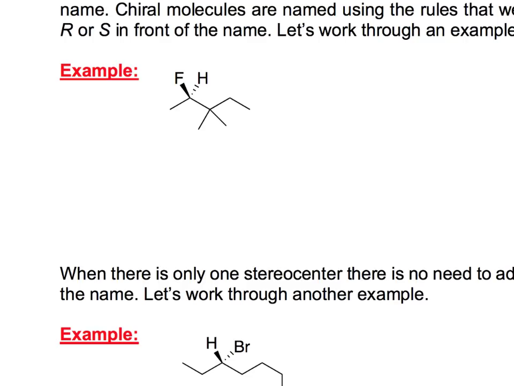First thing that we do is that we number the longest chain. So in this case, if we start here, 1, 2, 3, 4, 5. So that's pentane, or 1, 2, 3, 4, 5. So we've got 2 ways to get 5 total carbons, either starting from this side or starting from that side. Remember, we start from the side that has the first substituent on it. That means we're going to start here. So we start numbering here, 1, 2, 3, 4, 5. So it's pentane.